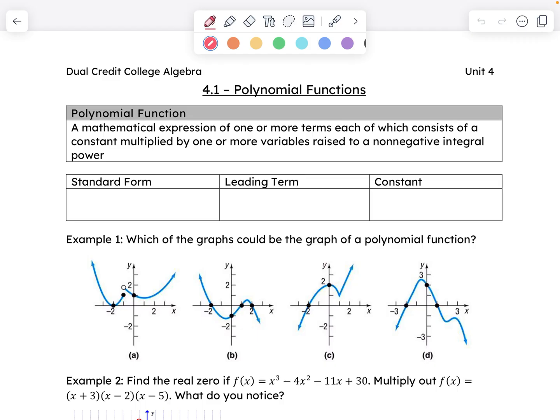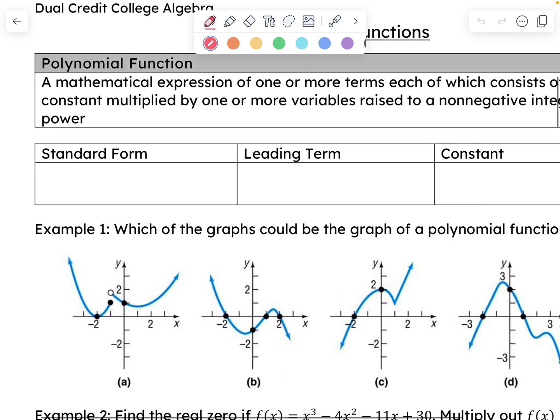When we're talking about it being in standard form, that would be from the highest degree to the smallest degree. The leading term is the term that has the highest degree.